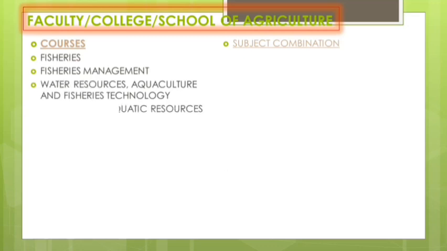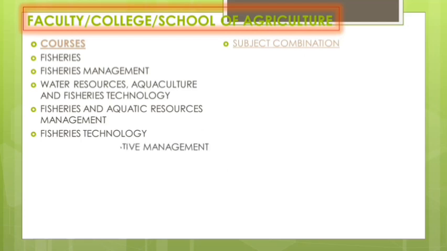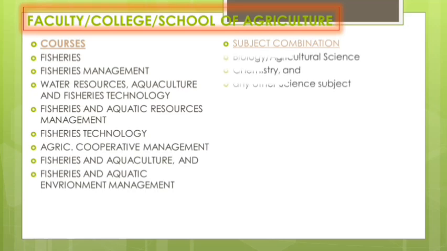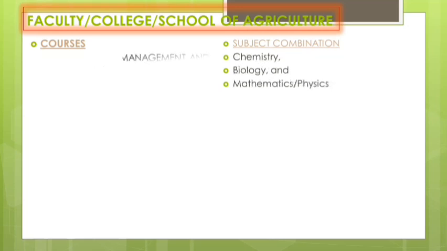For candidates applying for fishery management, water resources, aquaculture and fishery technology, fishery and aquatic resources management, fishery technology, agri-cooperative management, fishery and aquaculture, and fishery and aquaculture environment management. Let's look at the JAMB subject combination: biology or agricultural science, chemistry, and any other science subject. Let's look at other one.